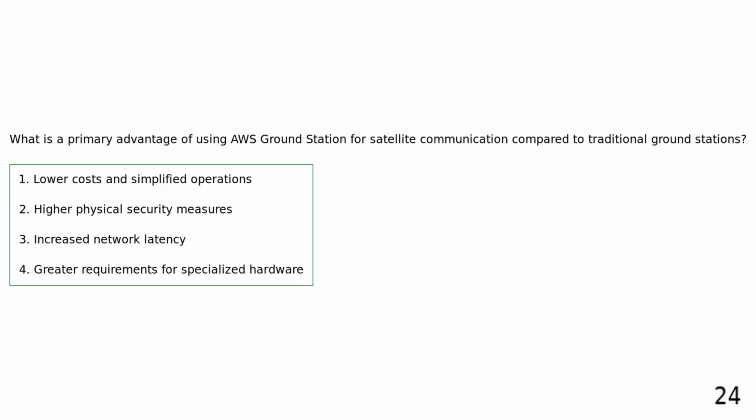What is a primary advantage of using AWS Ground Station for satellite communication compared to traditional ground stations? Lower costs and simplified operations. Higher physical security measures. Increased network latency. Greater requirements for specialized hardware.